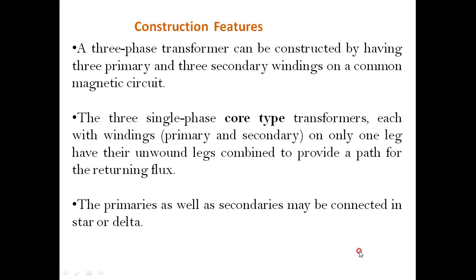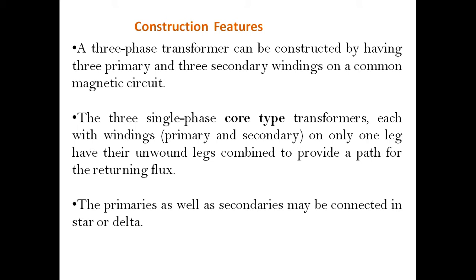The construction features. A three-phase transformer can be constructed by having three primary and three secondary windings on a common magnetic core. Once again, we have got the core type and shell type of the transformer in the three-phase also. Then these three-phase windings are wound on the magnetic core. The three single-phase core type transformers, each with primary and secondary winding. In each core, we have got both primary and secondary winding. On only one leg, have their unwound legs combined to provide a path for the returning flux.